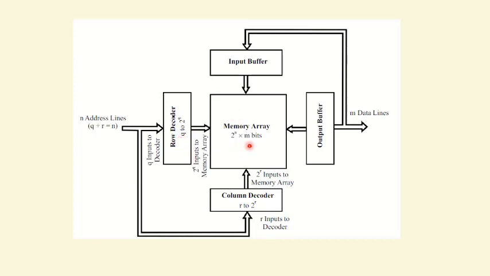And m represents the number of bits stored at each memory location. This also represents the data lines, and at the input and output side there are buffers. For the input there will be an input buffer, and for the output there will be an output buffer. So this is all about the basic block diagram of the memory. The first block of any memory is the decoder.